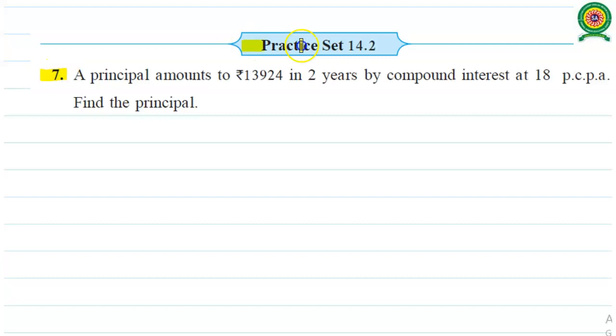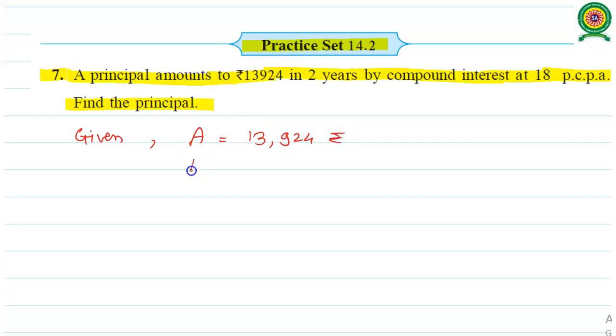Look at question number 7 from practice set 14.2. A principal amounts to rupees 13,924 in 2 years by compound interest at 18% per annum. Find the principal. Look at the given data. We have given that the amount at the end of 2 years is 13,924 rupees. Then the duration we have given is 2 years. Next to it we have the rate of interest 18% per annum, and we have to evaluate the value of principal.